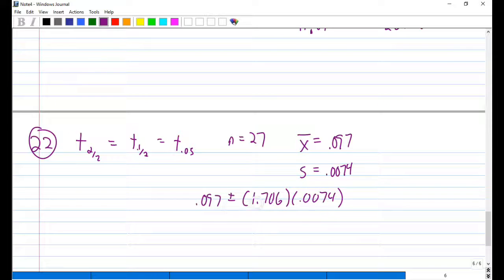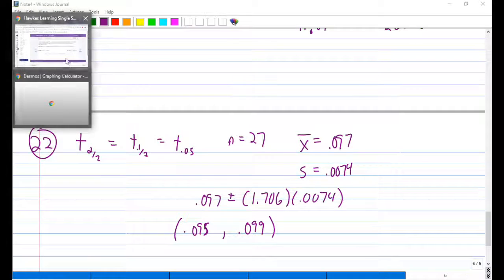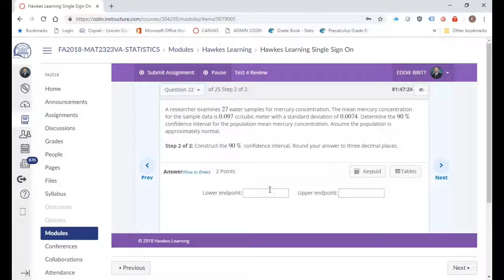All right, when we plug this in the calculator and work it out, to save time, I've already plugged it in. You get 0.095 as your lower bound and 0.099 as your upper bound. And so your lower endpoint is the first one, your upper endpoint is the second one. So the lower endpoint, of course, would always be smaller.